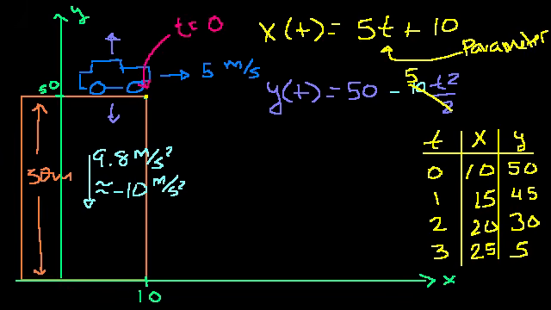So let's plot these points. Time equal to 0, that's what we got right there. At time equal to 1, x is equal to 15. That's roughly, see, this is 5, 10, 15. Let me do all of them.